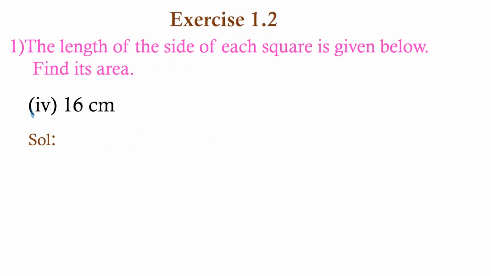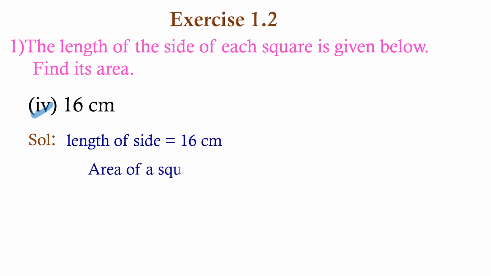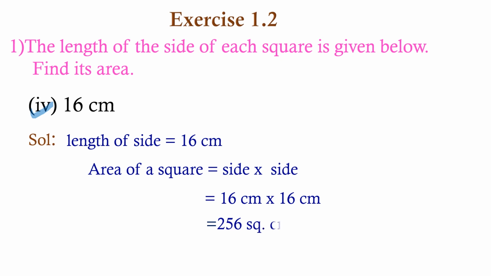Fourth sum, if the side of each square is 16 centimeter, then what is its area? To find out the area, again we have to write length of side equal to 16 centimeter and the formula for area of square equal to side into side. Substitute the side value in this. 16 centimeter into 16 centimeter is equal to 256 square centimeter.